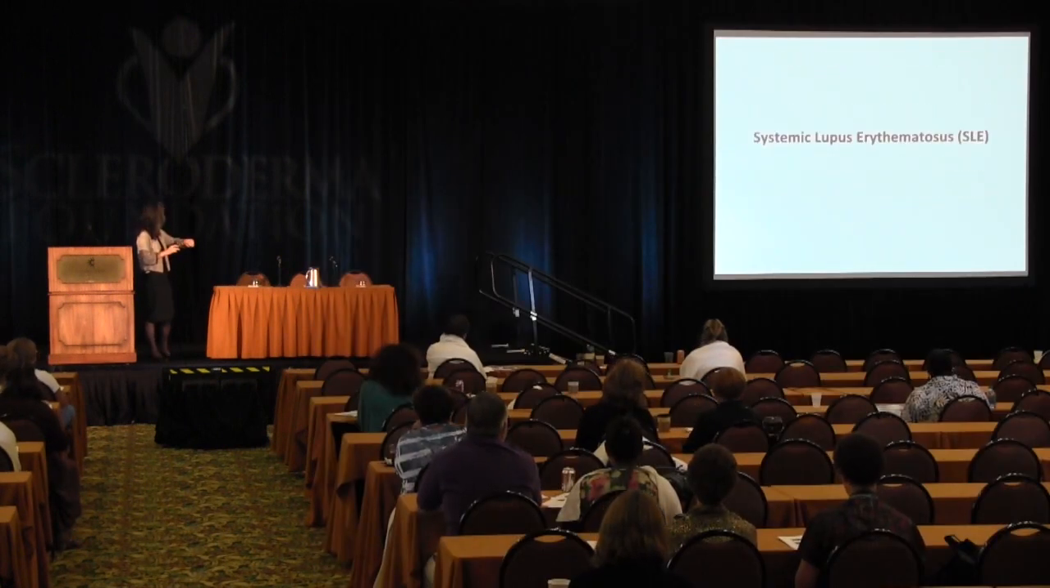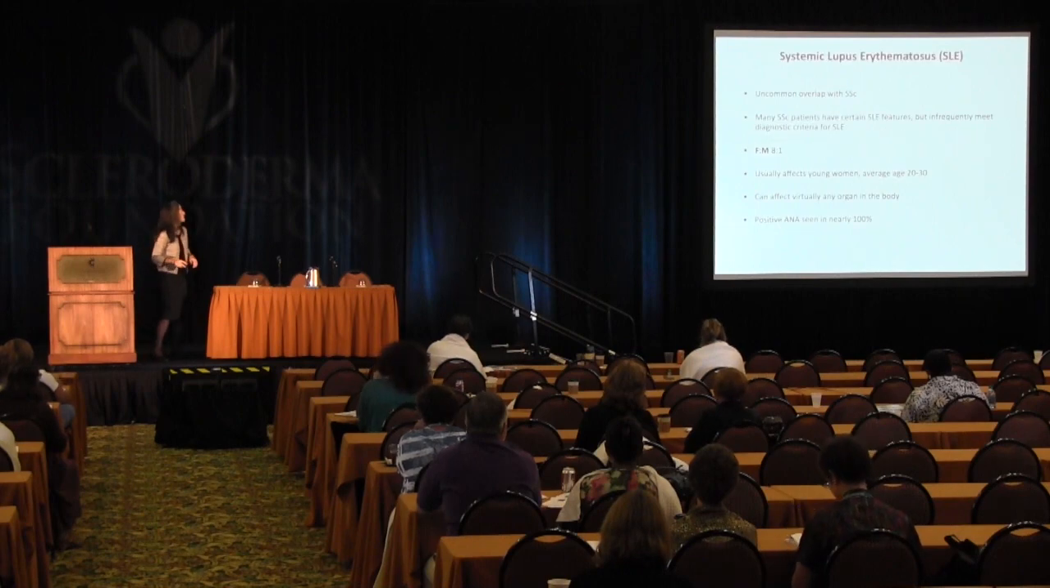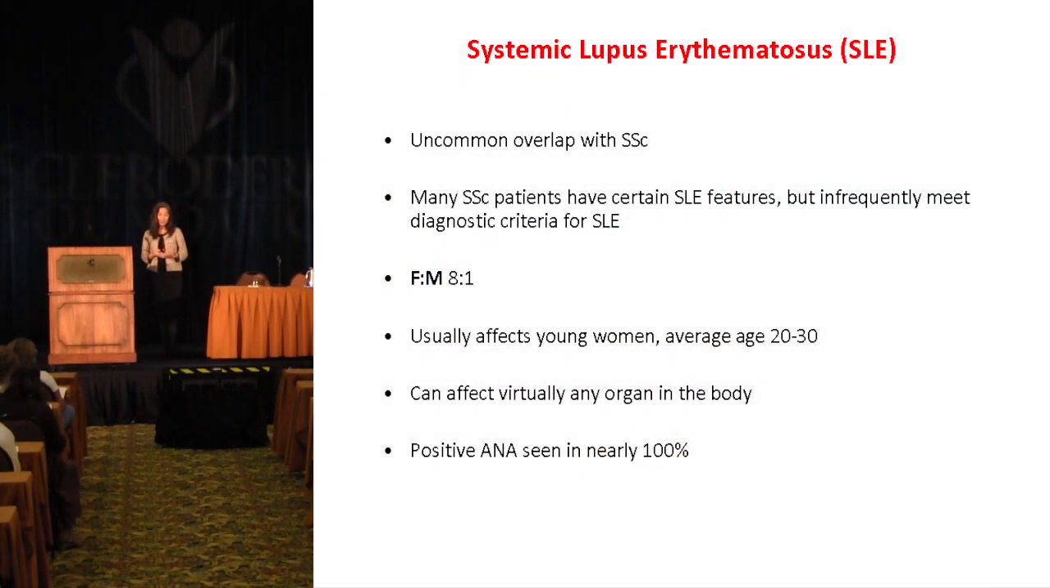All right, lupus. How's my time? Okay, so lupus. This is an uncommon overlap with scleroderma. There's a lot of patients with scleroderma that have lupus-like features, but infrequently do they meet all of the diagnostic criteria for lupus. There's a very, very strong female preponderance. It's about an 8-to-1 ratio of females to males that develop this disease. And it's usually younger women. Often the average age is between 20 and 30. So of note, this is younger than the average scleroderma onset.